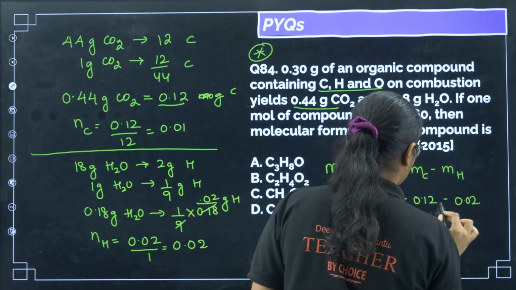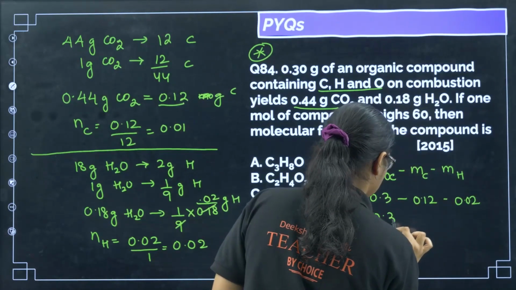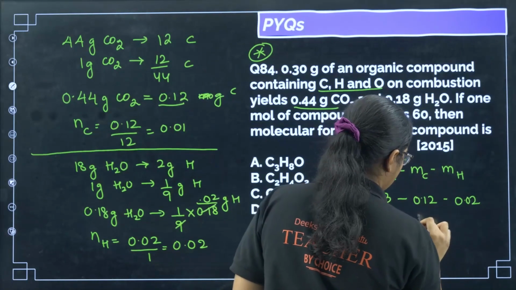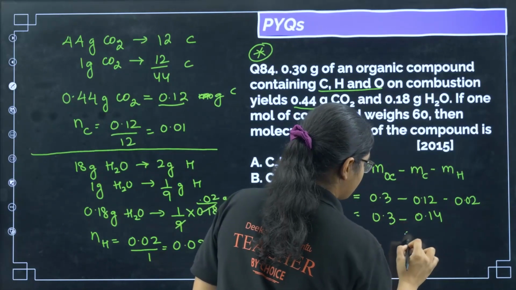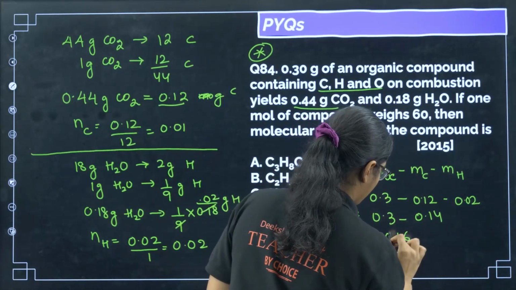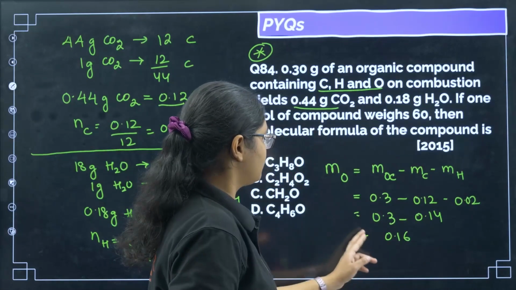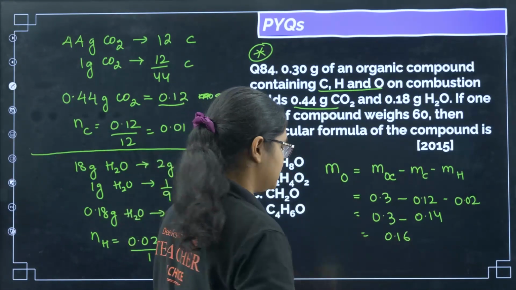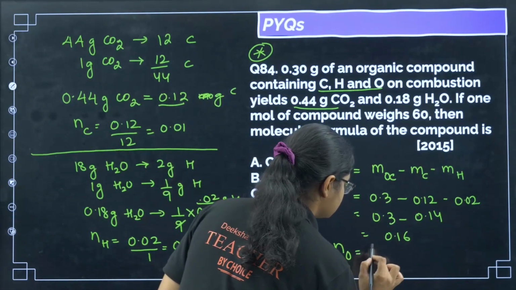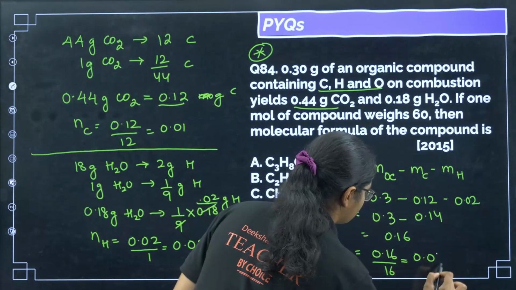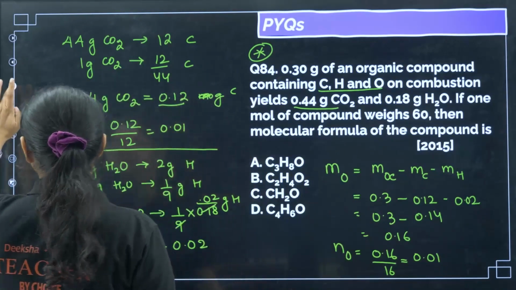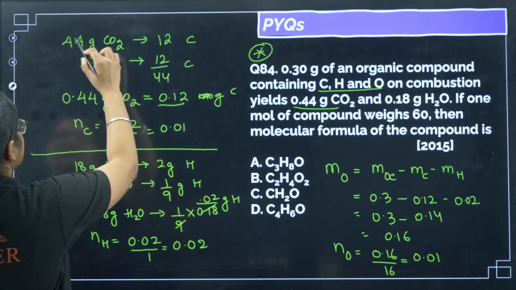So that is 0.3 minus 0.14. Okay, so that is 10 minus 4 is 6, so 0.16. So the mass of oxygen is 0.16, and what is the number of moles of oxygen? 0.16 by 16, that is 0.01. So I have got all the moles. So just let me write down those things first.